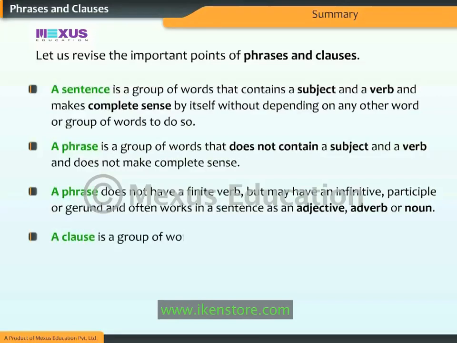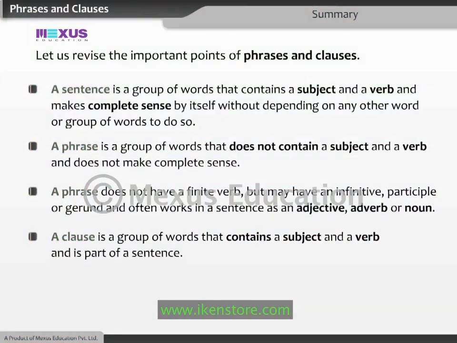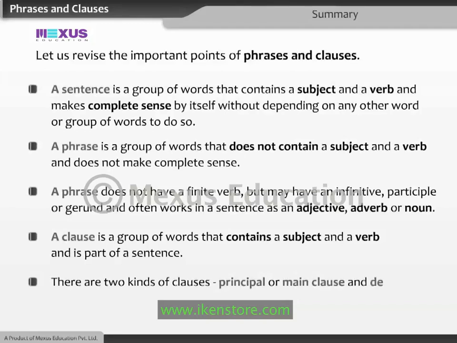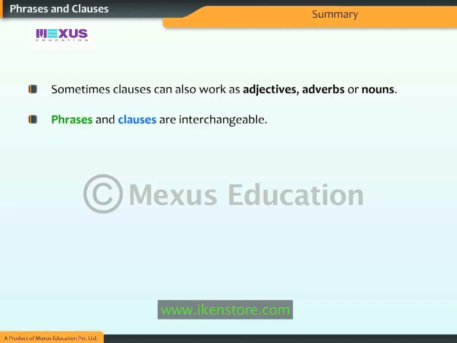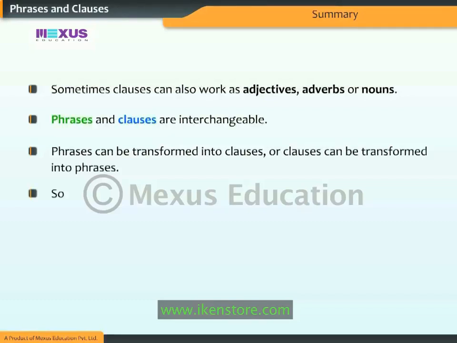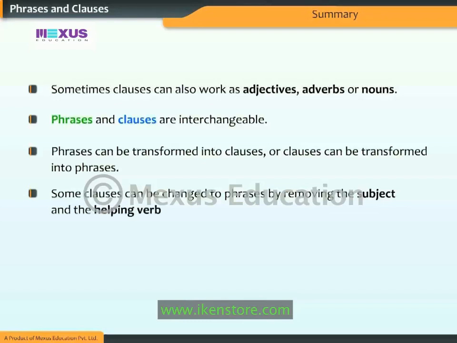A clause is a group of words that contains a subject and a verb and is part of a sentence. There are two kinds of clauses: principal or main clause and dependent or subordinate clause. Sometimes clauses can work as adjectives, adverbs or nouns. Phrases and clauses are interchangeable. Phrases can be transformed into clauses, or clauses can be transformed into phrases. Some clauses can be changed to phrases by removing the subject and the helping verb from the clause.